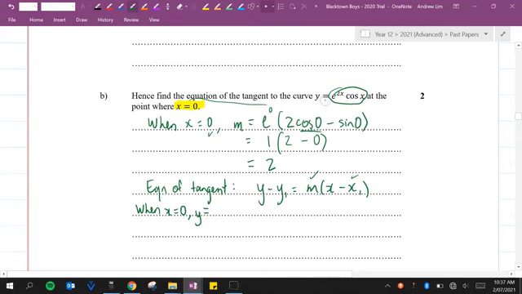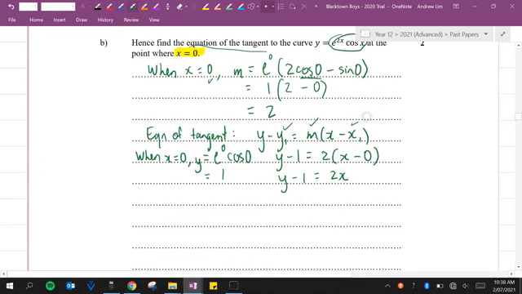So we're going to sub that in. y is going to equal e to the power of 0 cosine of 0, which is 1 times 1, which is 1. Now we've got our y1. So we've got y minus y1 is equal to m bracket x minus x1, or y minus 1 is equal to 2x, or y is equal to 2x plus 1.